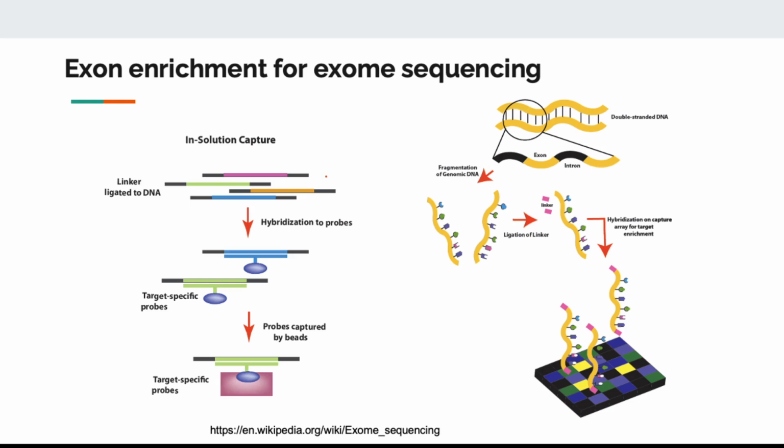So it's kind of not targeted. You generate a bunch of random primers. It's going to amplify everything in the sample.